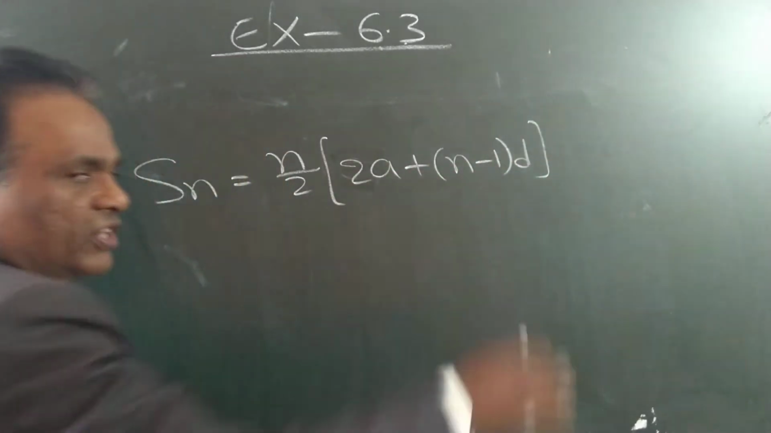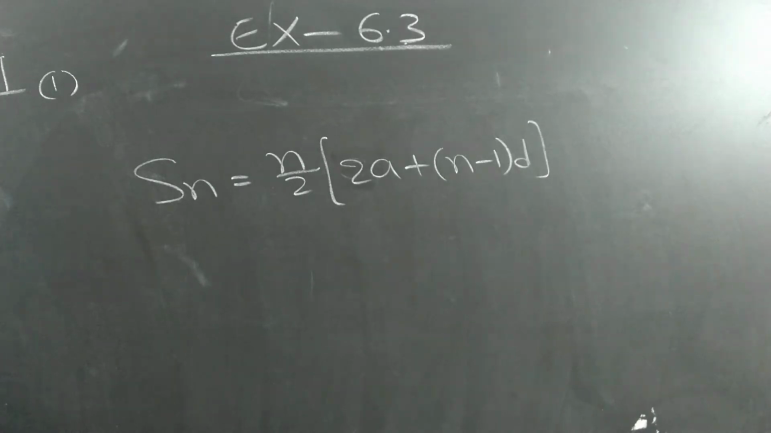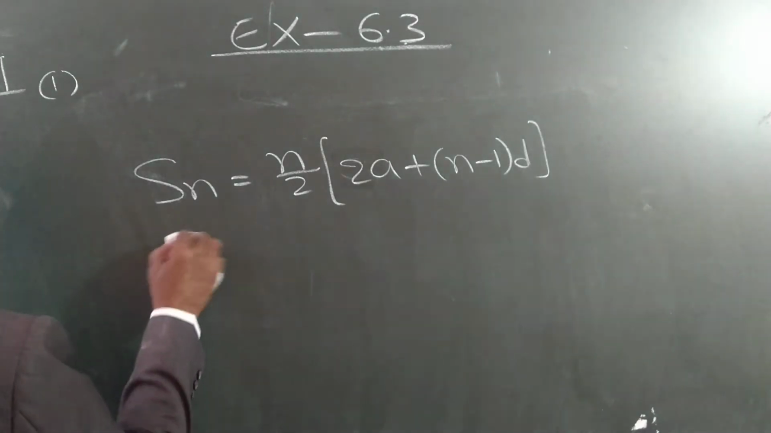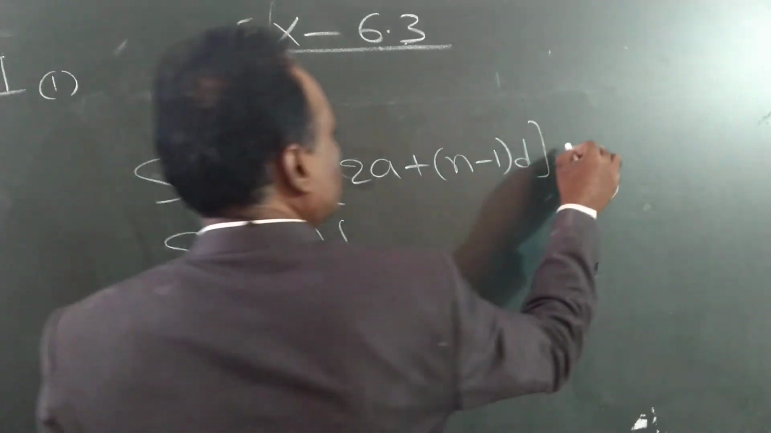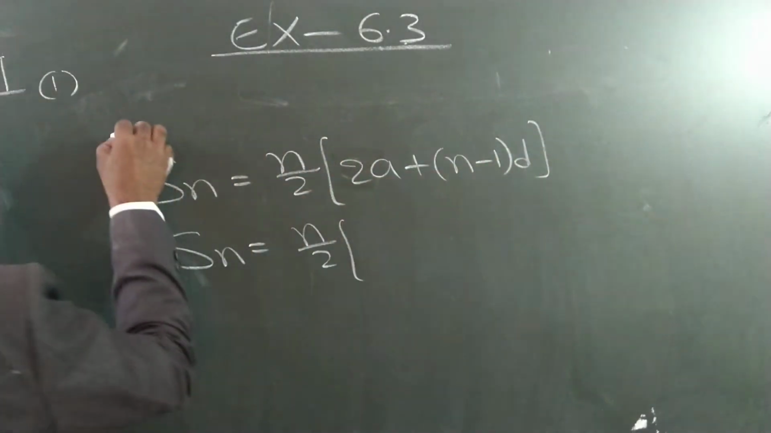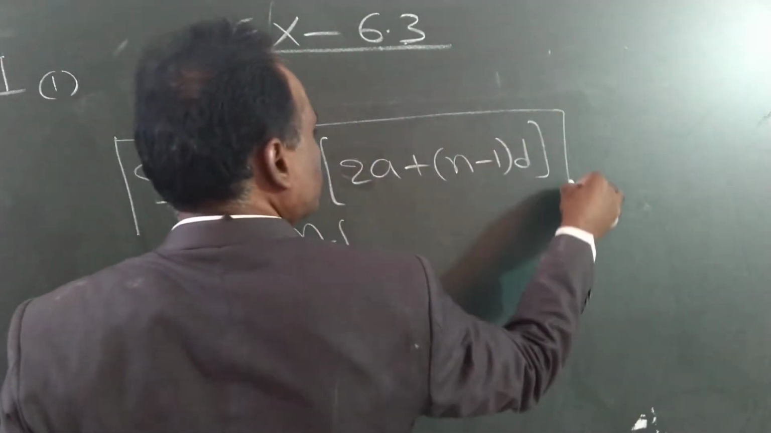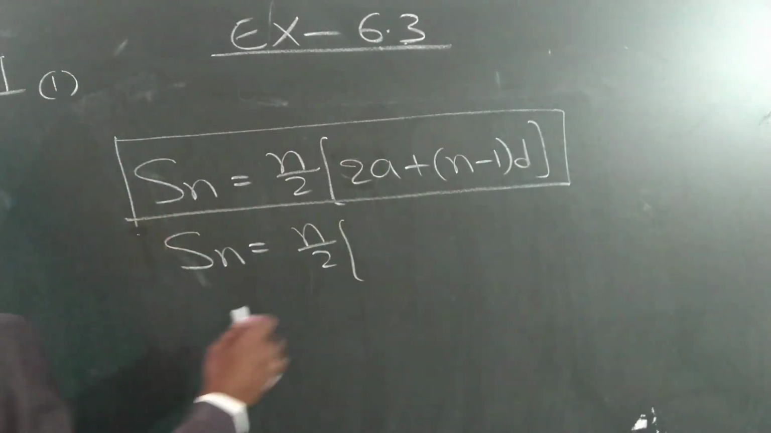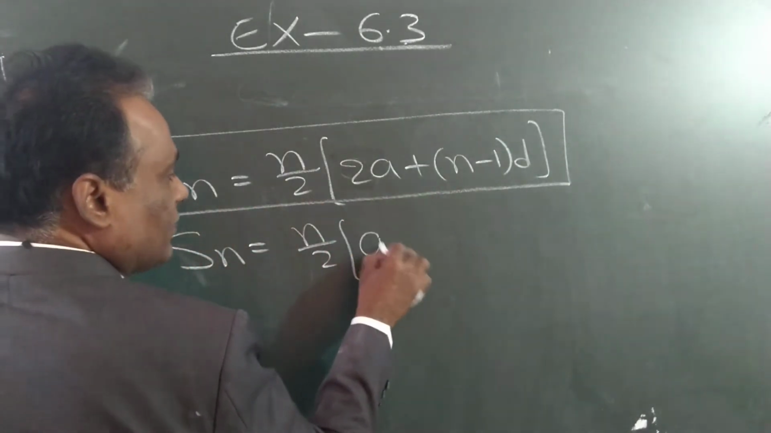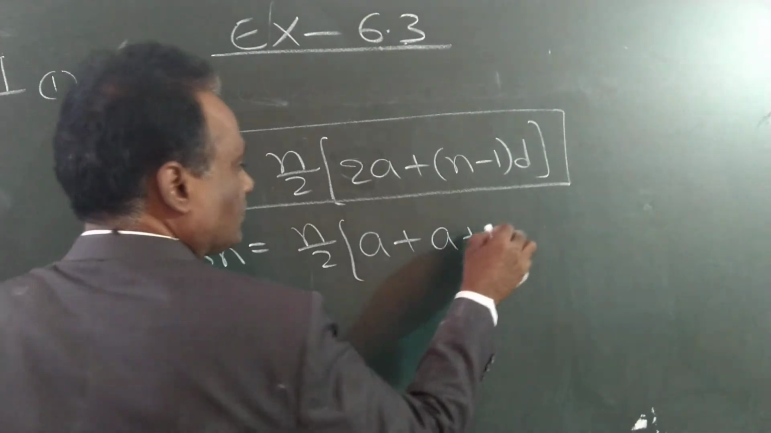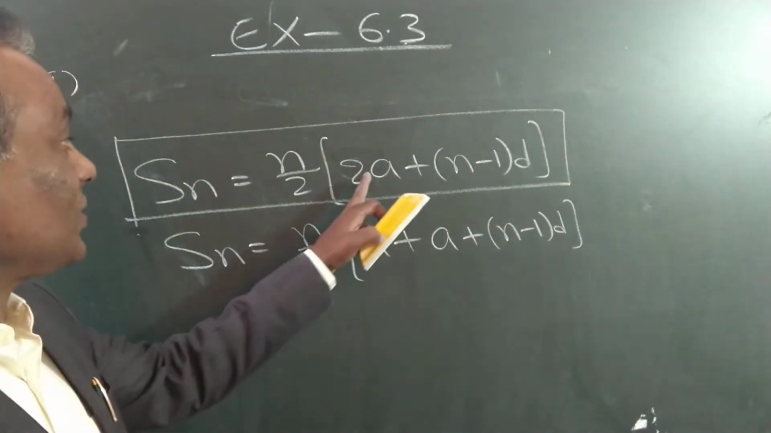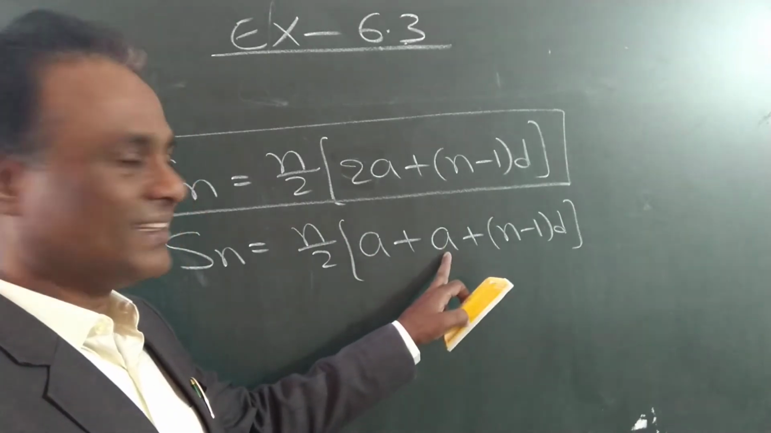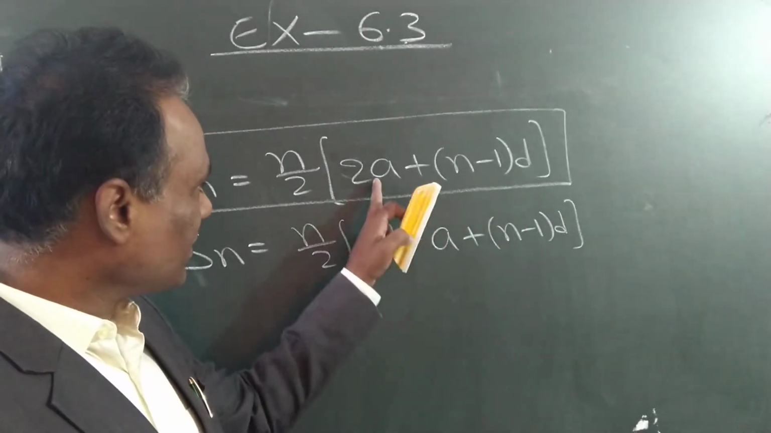Remember this. Just now we derived it. How did we get this formula? We derived it. And we can get one more formula from this. This is one formula you remember. Next, I am writing 2a as a plus a. 2a is written as a plus a. A plus a is 2a.